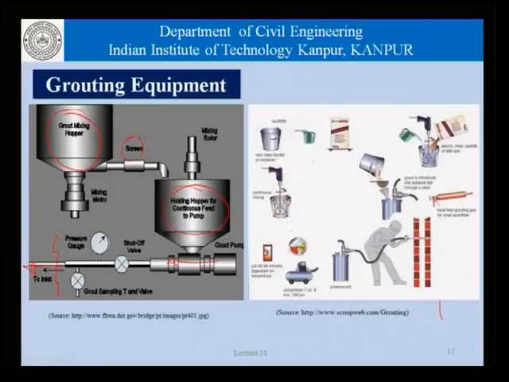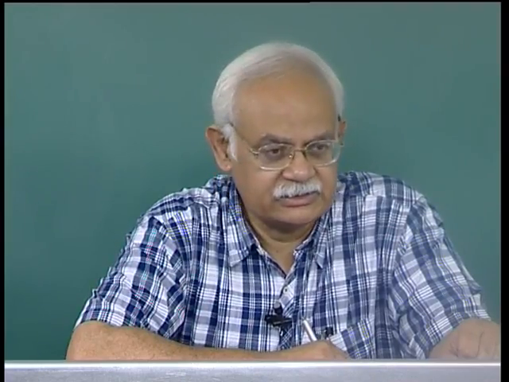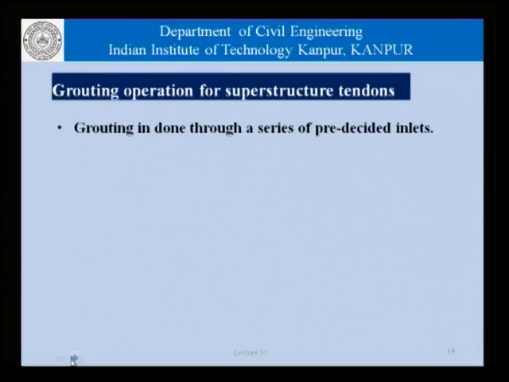This here is another example where we can see that there is a person involved at the end of it carrying out the grouting operation, and the quality of grouting done is very much related to the skill of the person involved. So, there is no denying that workmanship is one of the very important determinants as far as quality of grouting is concerned. As far as the operation in superstructure tendons is concerned, grouting is done through a series of pre-decided inlets.